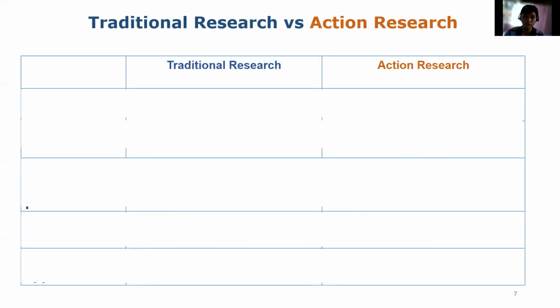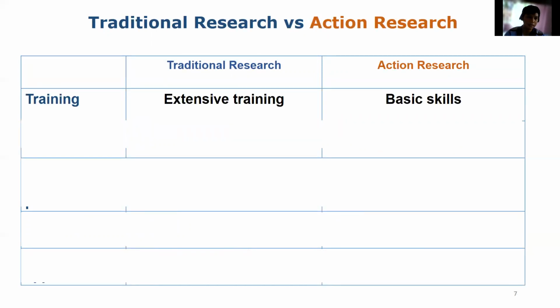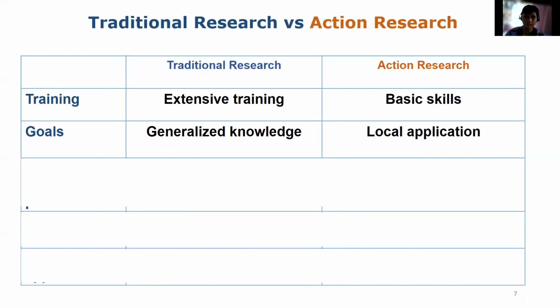So what is the difference between traditional research and action research? Basically, there are several differences, and I'll focus on the following. With regards to training, in order to properly do traditional research, you need extensive training. In fact, when you do your PhD or master's, a major part of your degree is to learn how to do traditional research, understand its parts. However, all you really need to do action research are the basic skills. So the training is not that extensive.